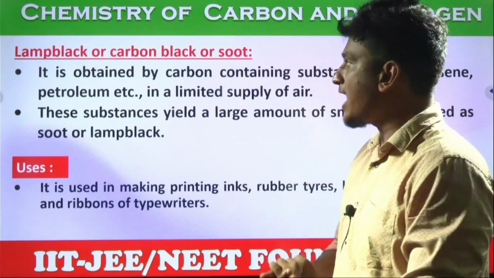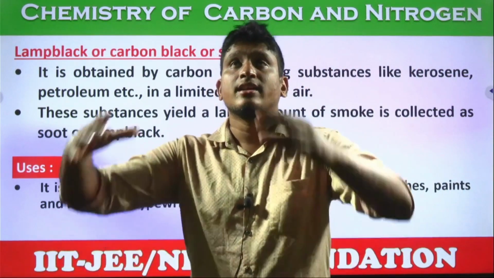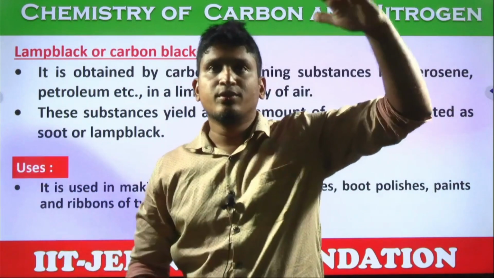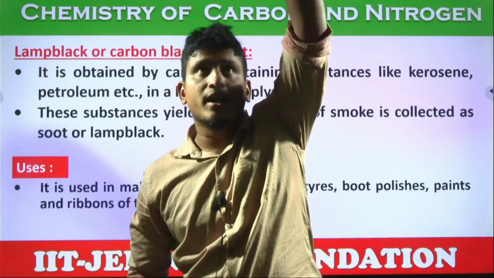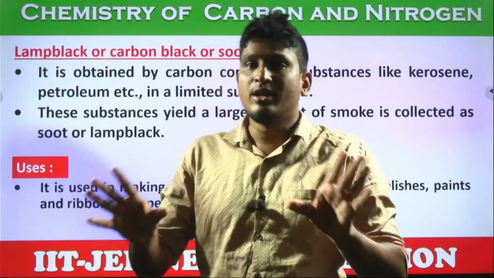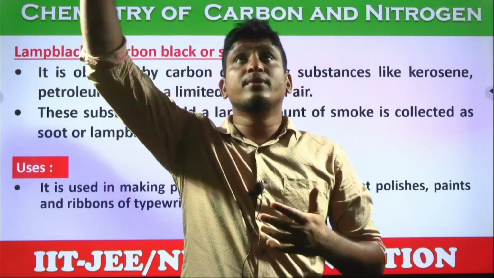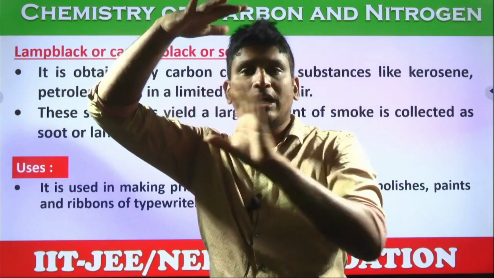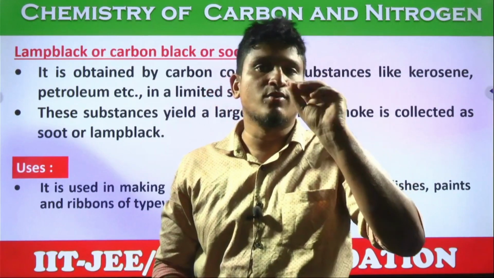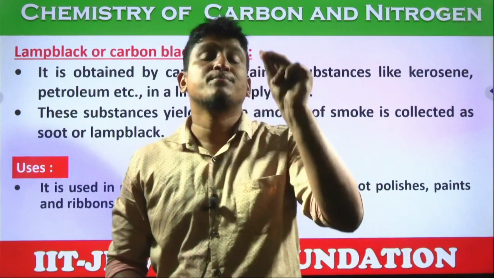Next, lamp black or carbon black or soot. Like I said, if you burn anything, at the top of the flame you'll get black powdery fumes, right? If you keep your hand on top of that, the black coating will appear on the hand. Otherwise, sometimes we do the puja also. Yes or no? In the puja room, you can see the upper layer is completely coated with black. So what is that? If you scratch it, you'll get a black powder. That is nothing but lamp black or soot. That is also pure carbon only.